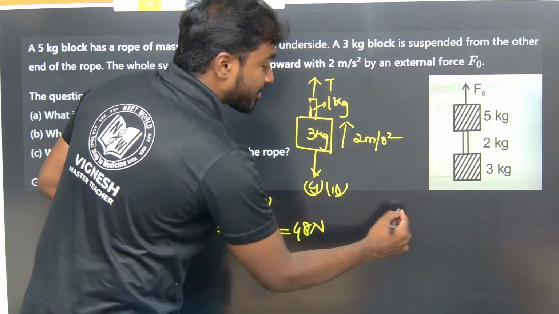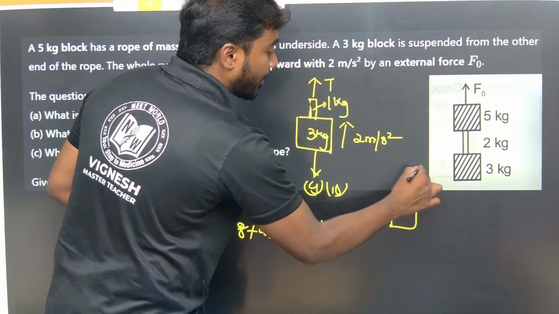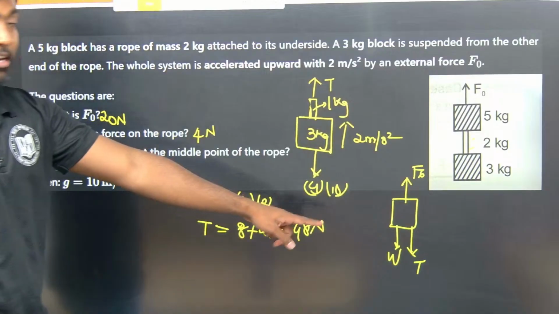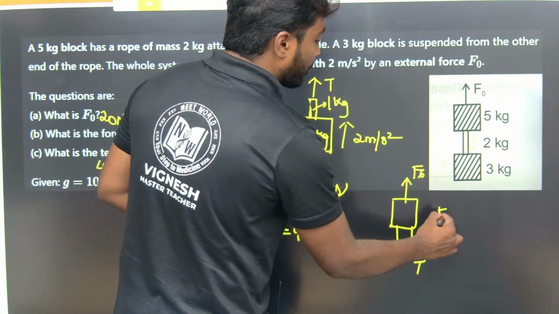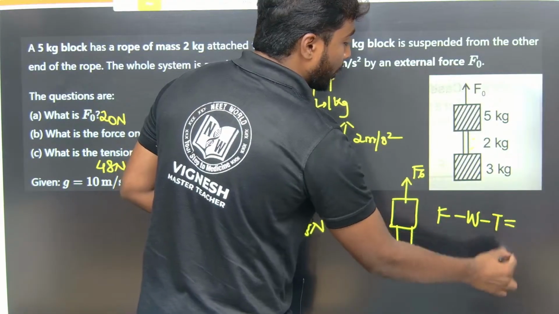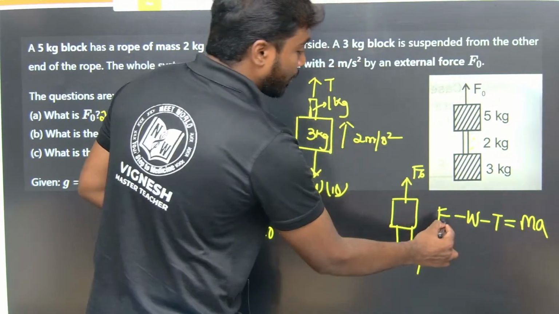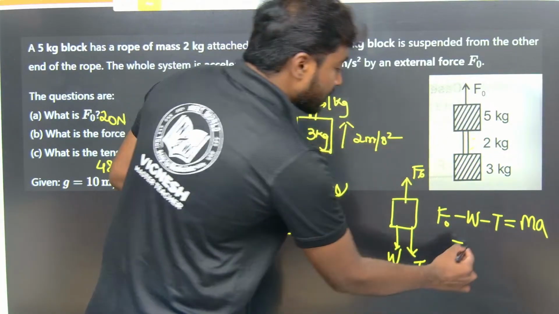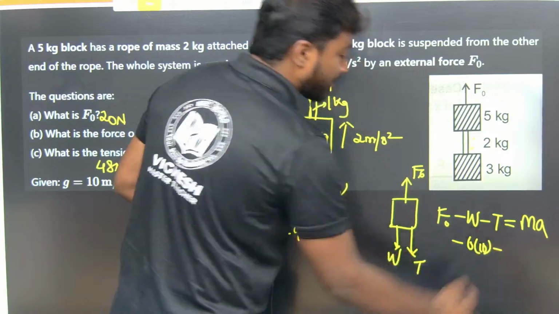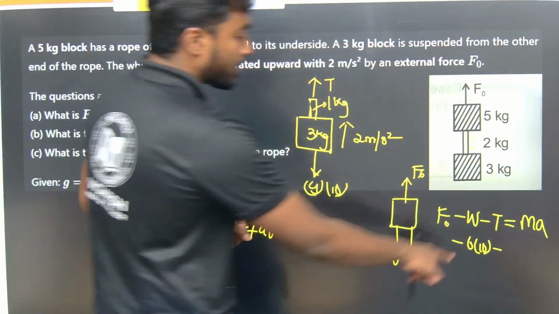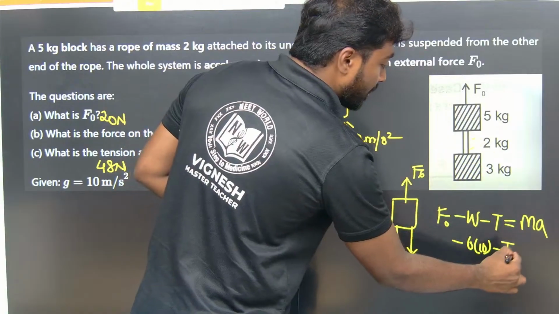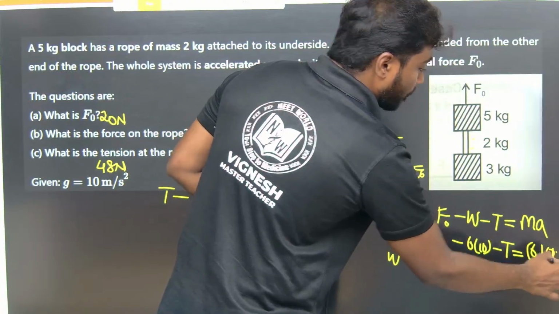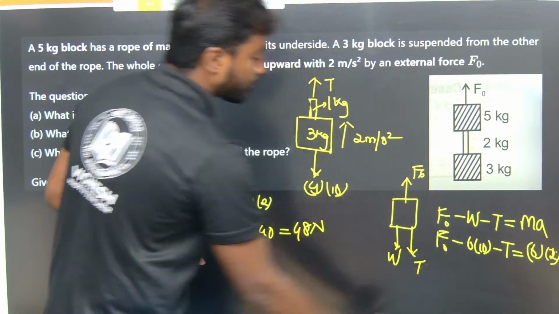So in these cases I will draw the diagram here. F naught is there, weight is there, tension also is there. I should take the tension as well as weight. So F minus W minus T is equal to mass into acceleration. So F naught minus, what is the total mass? 5 plus 1 kg of the rope. So 6 into 10 minus, what is this? Tension. T is equal to 6 into 2, and this is F naught.